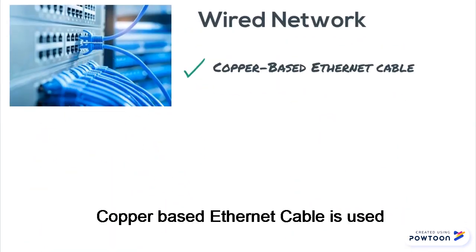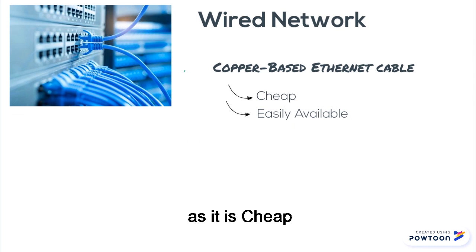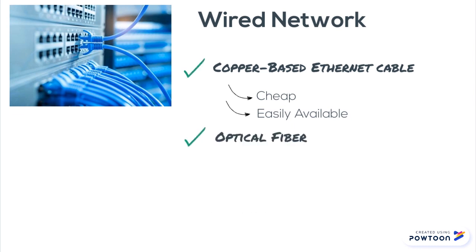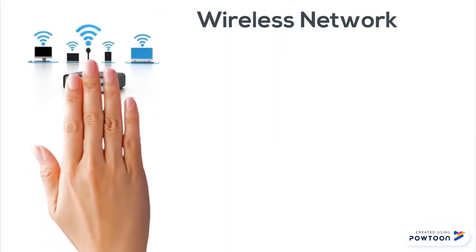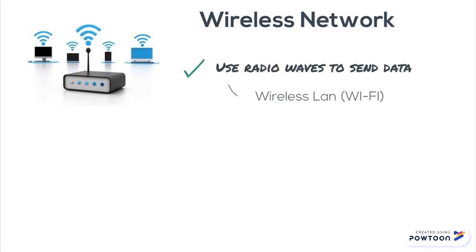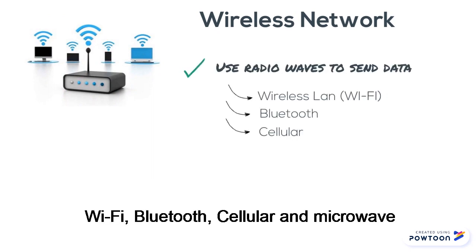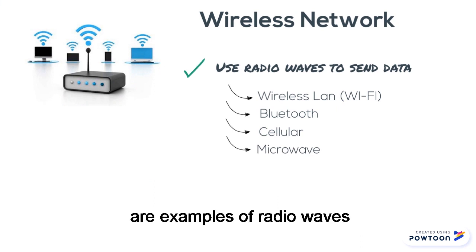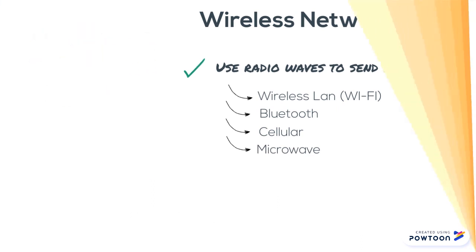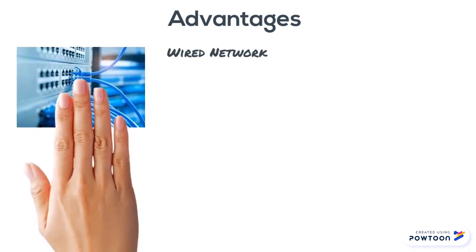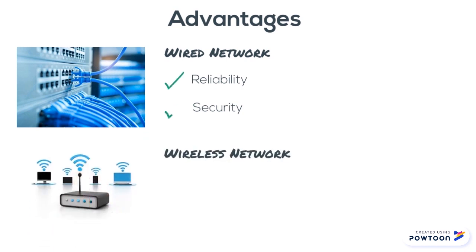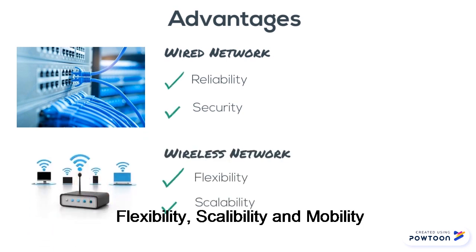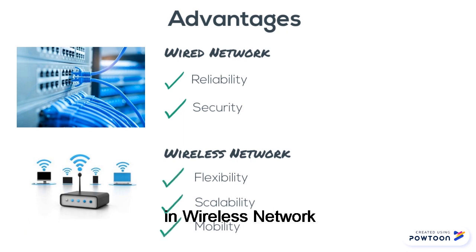In wired networking, copper-based Ethernet cable is used as it is cheap and easily available. Optical fiber can transmit data at a faster speed and greater distance, but it is costly. In wireless network, Wi-Fi, Bluetooth, cellular, and microwave are examples of radio wave used to send data. Advantages: reliability and security in wired network, flexibility, scalability, and mobility in wireless network.